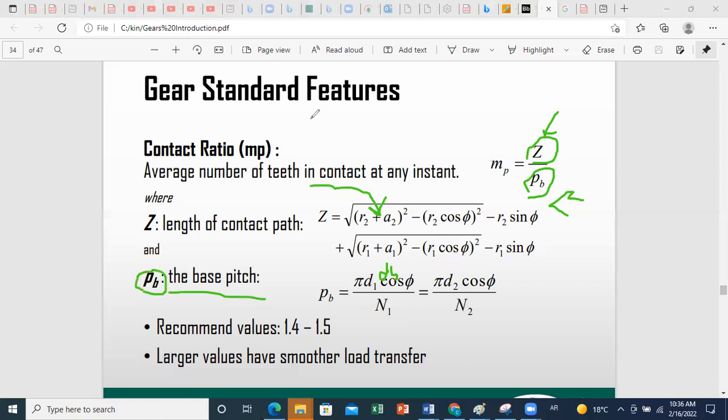We said already that to have two gears in contact, we have several conditions. They should have the same base pitch value. So here, if you go back one second, we can add to these conditions here.